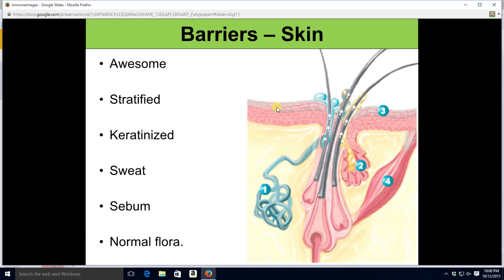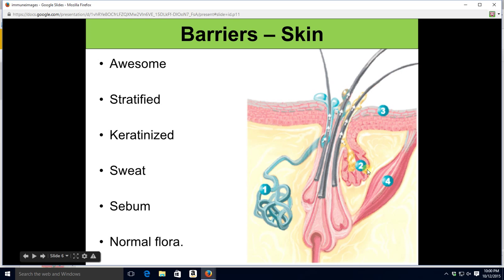Sweat, you're always sweating. You may not always realize it, but you're always sweating. You always have some insensible perspiration, and that is going to keep the pH of your skin slightly on the acidic side, which is bacteriostatic. It's going to help prevent the overgrowth of bacteria. So sweat gland, there's a cute little sweat gland right there. Always making sweat, keeping you slightly acidic.